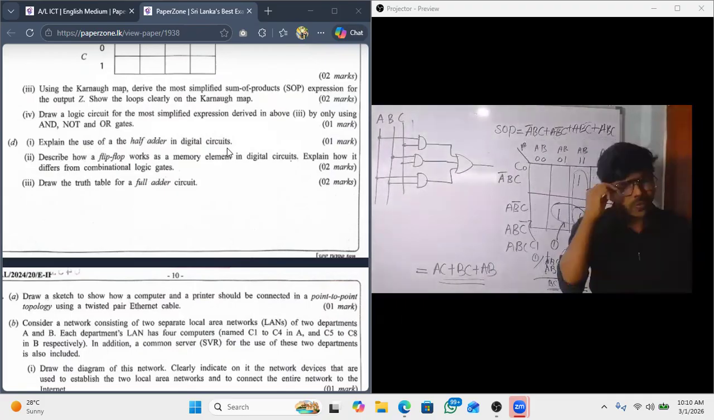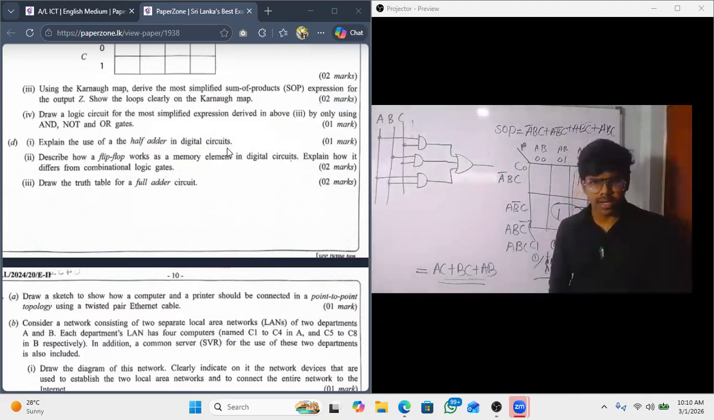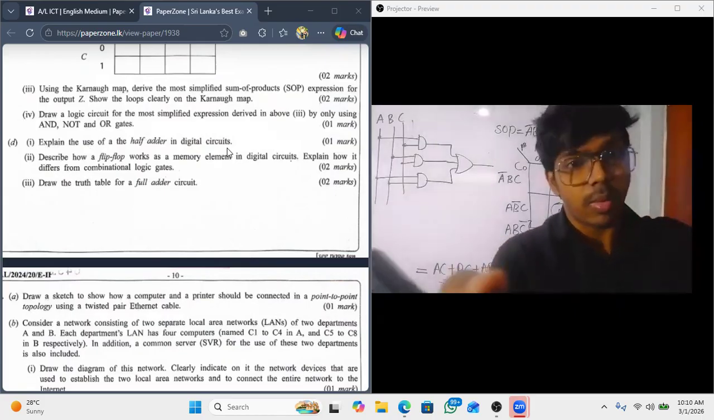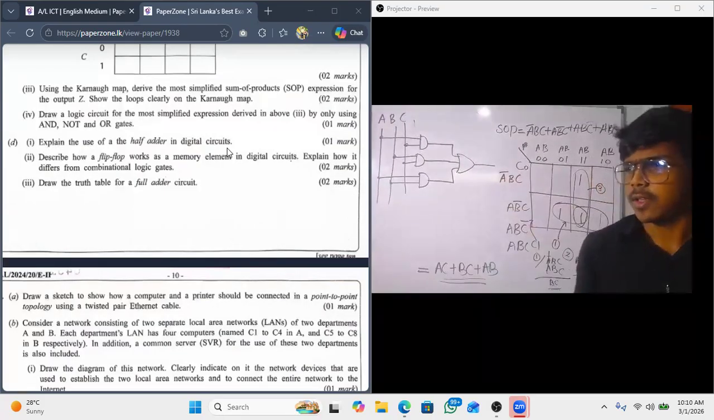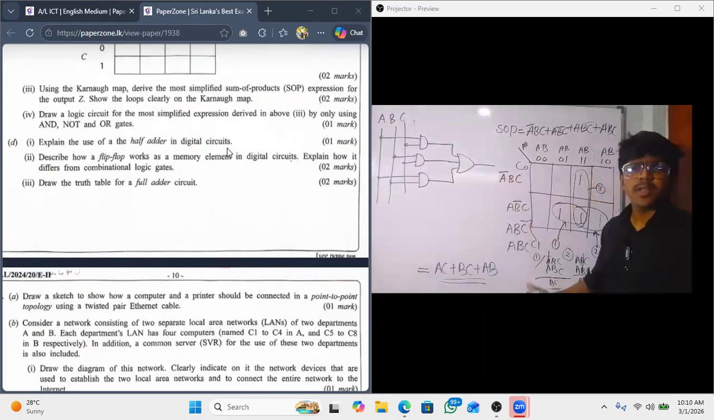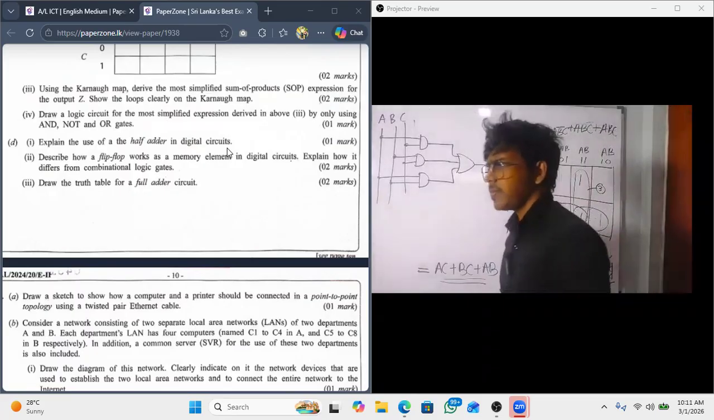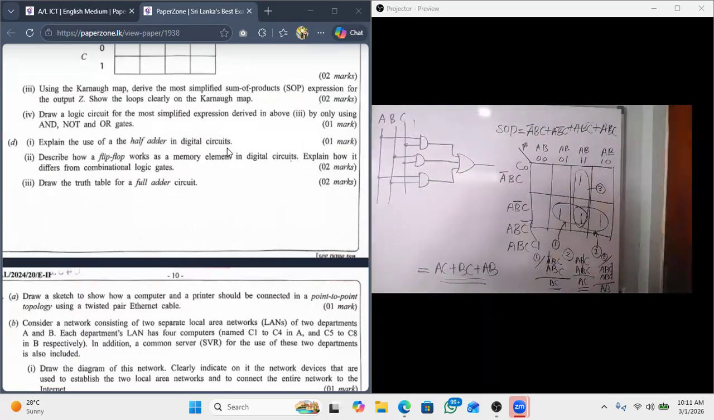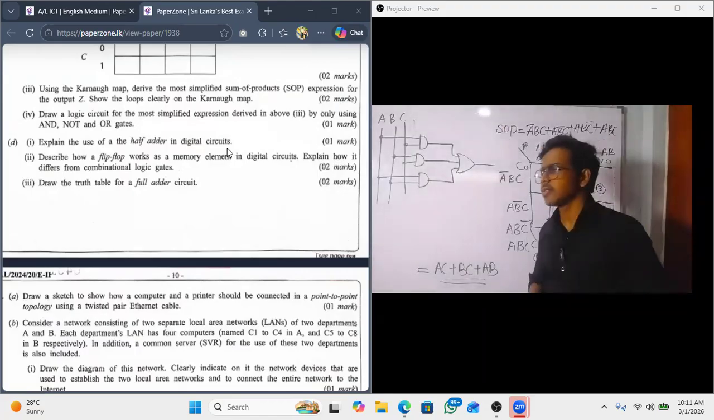Explain the use of half adder in digital circuits. What is the main use? It is a question for you. What is the use of half adder? I didn't teach. I will next week, probably for sure I will teach it next week. Now, tell me what is the use of half adder in the chat. What is the half adder? Adders means what? What is meant by adder?